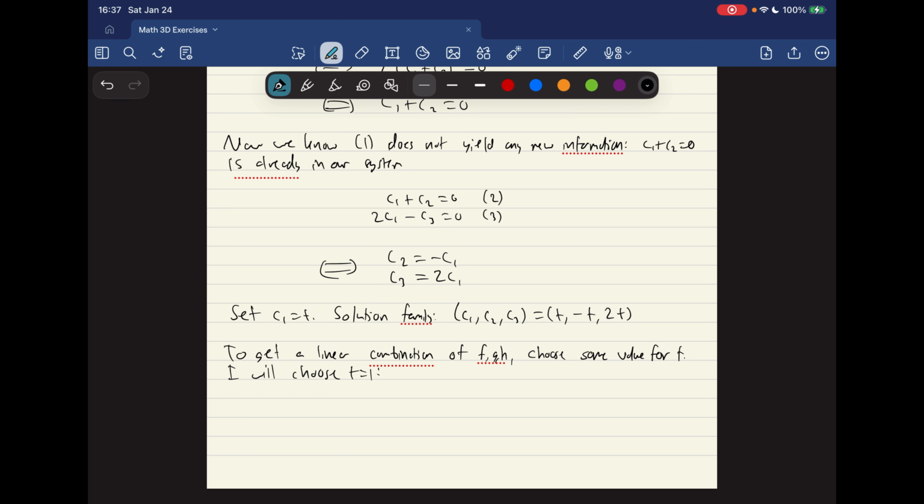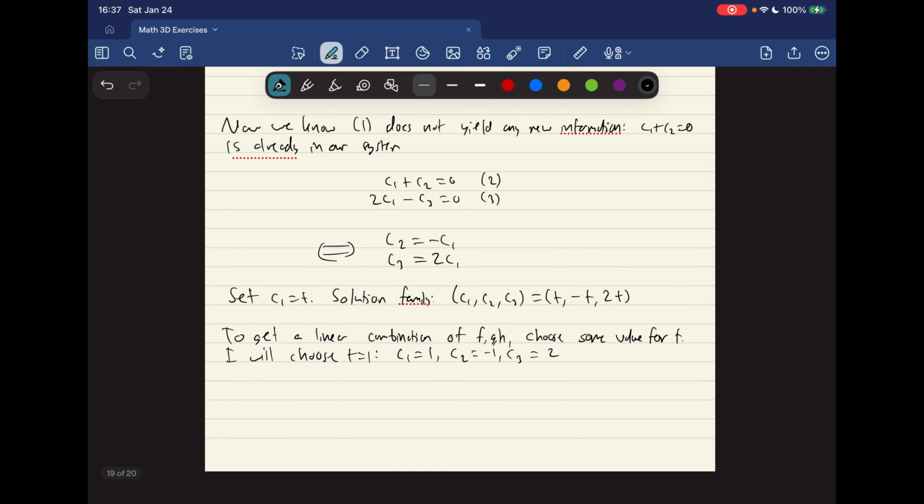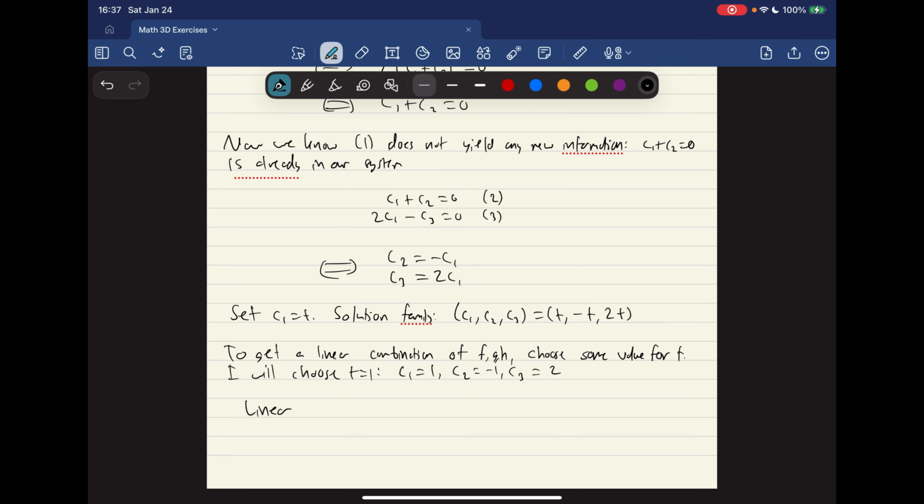t equals 1 works to this end because this gives us c1 is equal to 1, c2 equals -1, and c3 equals 2. And so a non-trivial linear combination is then f of x minus g of x plus 2h of x. And by what we just did, we know that this has to be 0 for all x. Very nice.